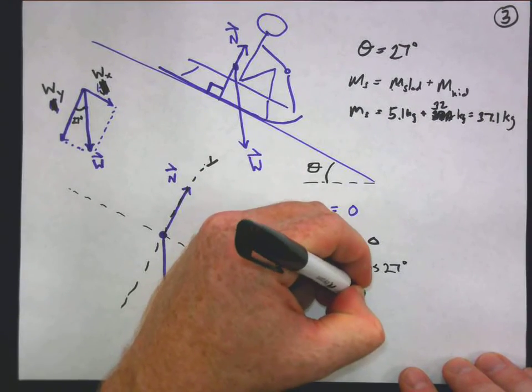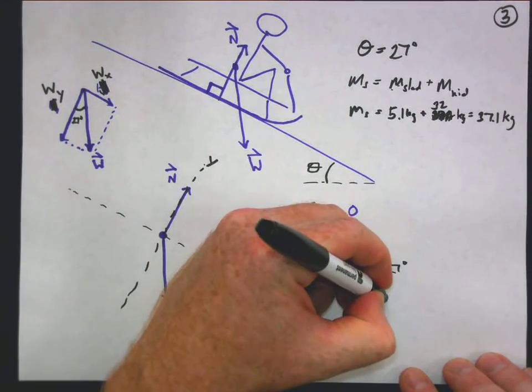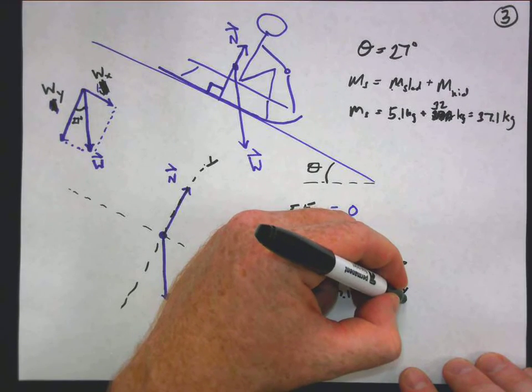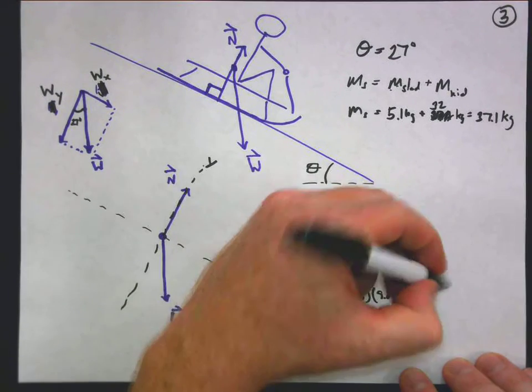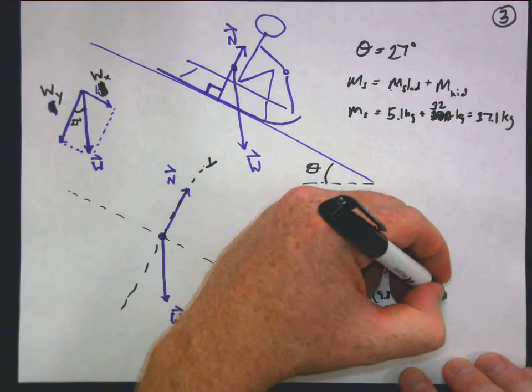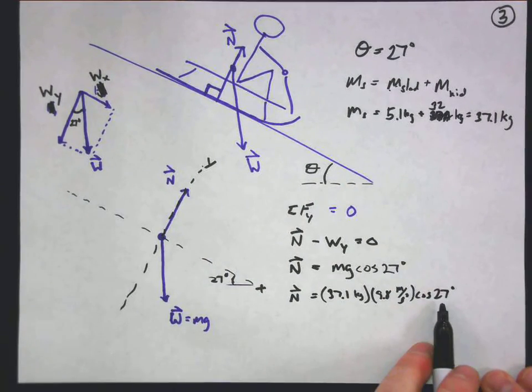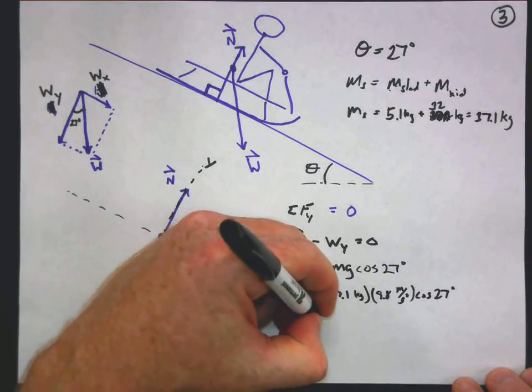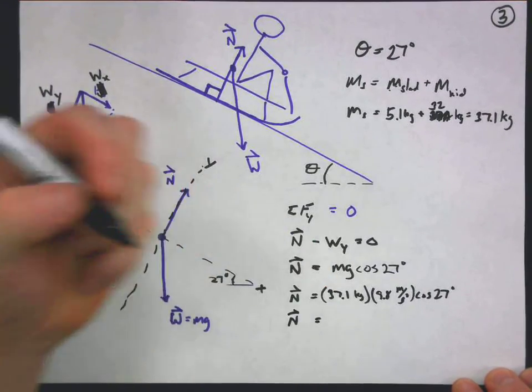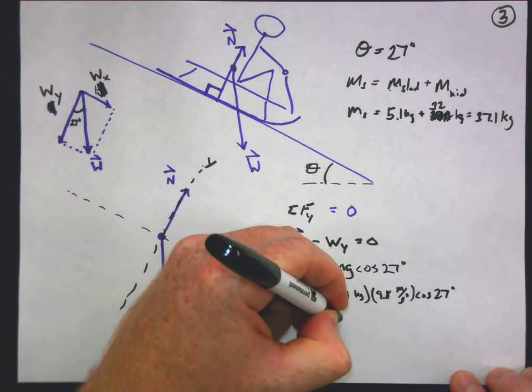That's kilograms. And I'm going to get the 9.8, and that's meters per second squared. And I have cosine 27. For you calculus people that like your calculators in radians mode, this is where you want to go back to degrees mode. Please remember that. And you get a value for the normal force of 324 newtons.